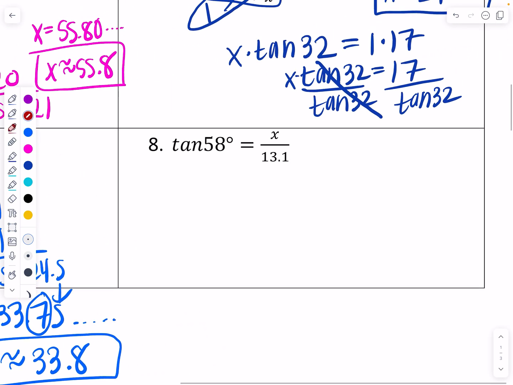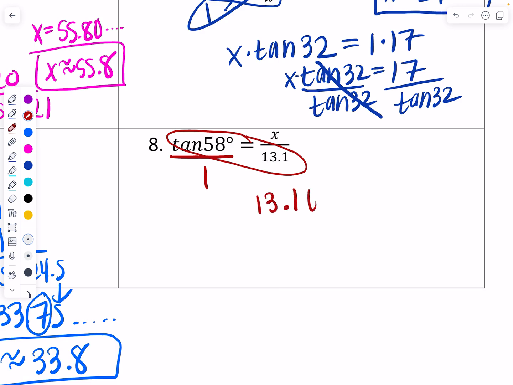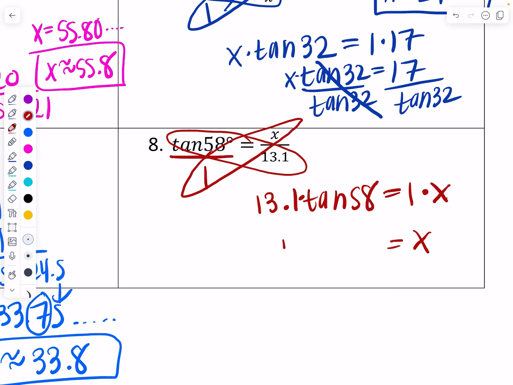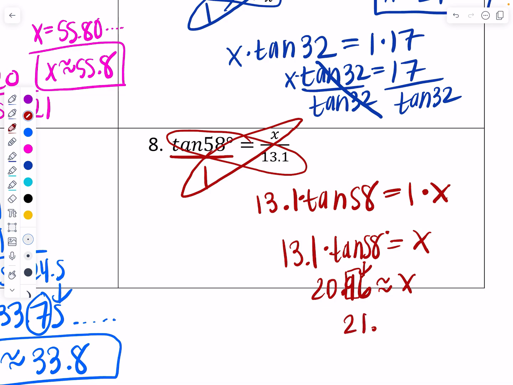All right, last one. On this last problem, we're going to put the tangent of 58 over 1 to turn that into a ratio as well, and I'm going to cross multiply. That is 13.1 times the tangent of 58, equal to 1 times x. 1 times x is just x, so x is equal to 13.1 times the tangent of 58 degrees. I'm going to type that in my calculator, and that gives me about 20.96. That 6 tells this 9 to round up, so that's about 21.0.